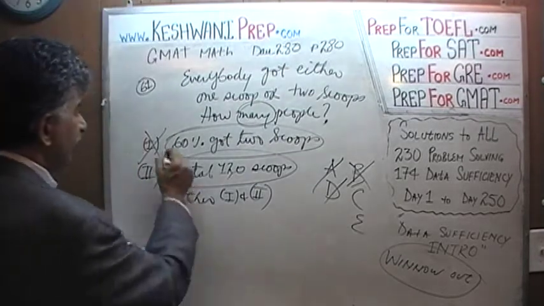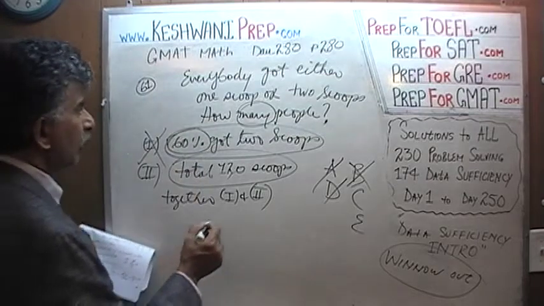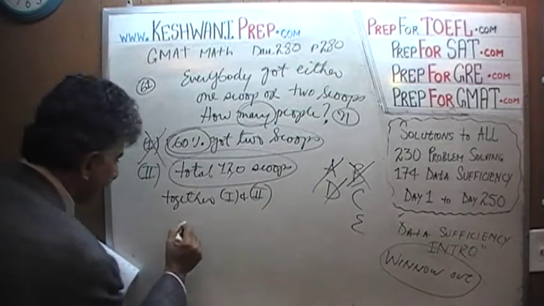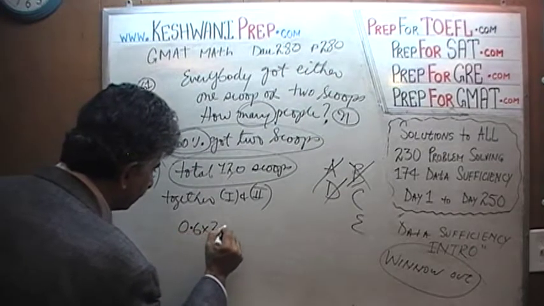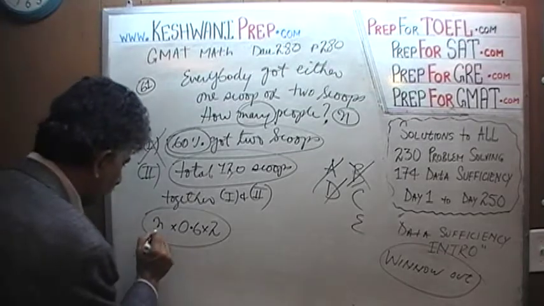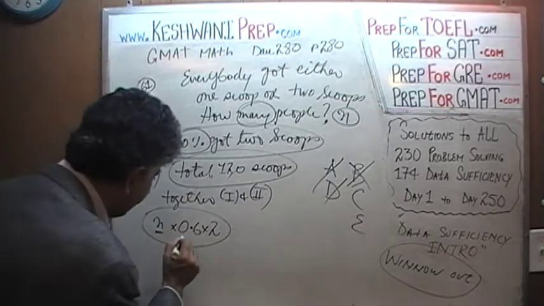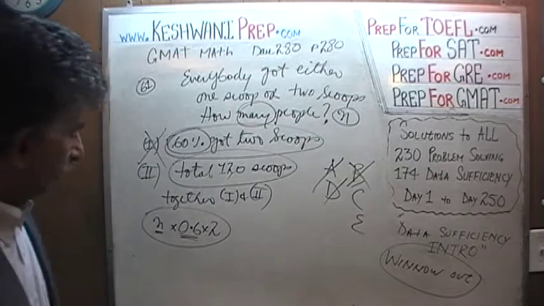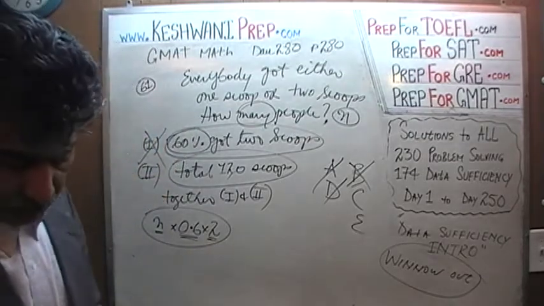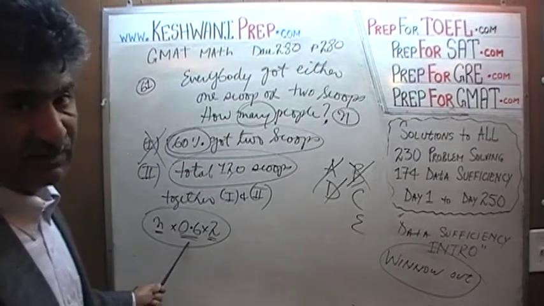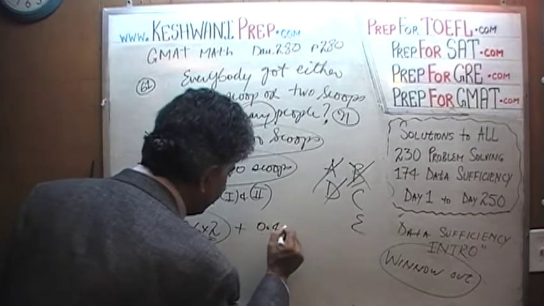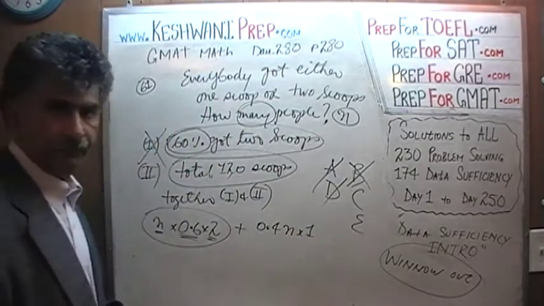Well, we know that 60% got 2 scoops. So we're going to call the number of people N, N for the number of people. And 60% of them got 2 scoops. 60% of N got 2 scoops. You see, N is the total number of people, and we are told that 60% of them got 2 scoops. So this is times 2. This is the number of scoops that were received by 60% of people. The remaining 40% of the people got only 1 scoop.